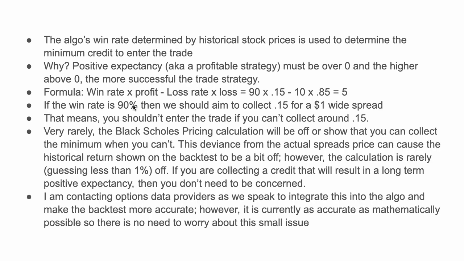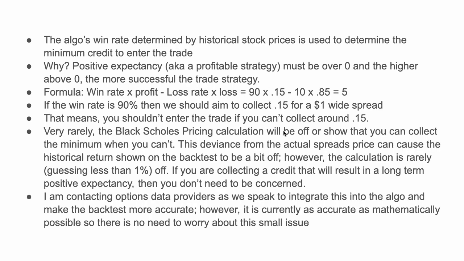So if the win rate is 90%, then we should aim to collect 15 cents for a $1 wide spread. We can also collect 14 and 13 cents and still make money. But if we want to make the most money, let's try to collect 15 cents or more. That means you shouldn't enter the trade if you can't collect around 15 cents. Why? Well, because you want to have this long-term positive expectancy, which again is based on a win rate, which we know is correct with this algo.